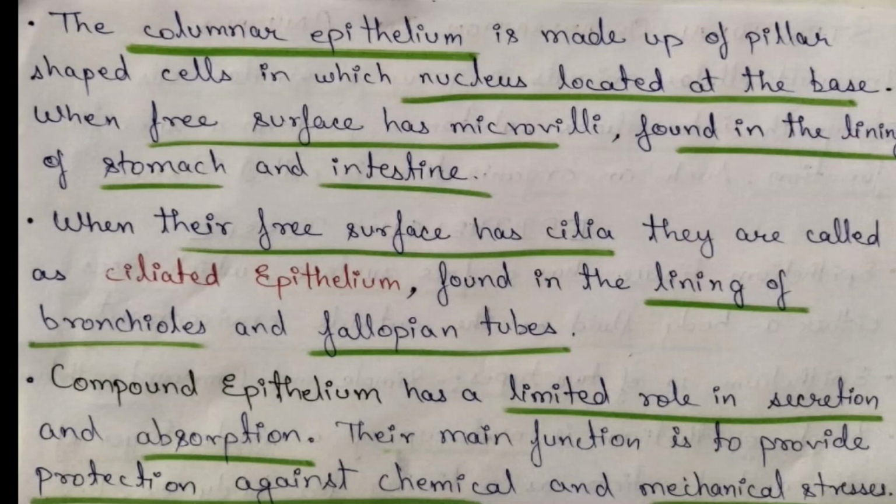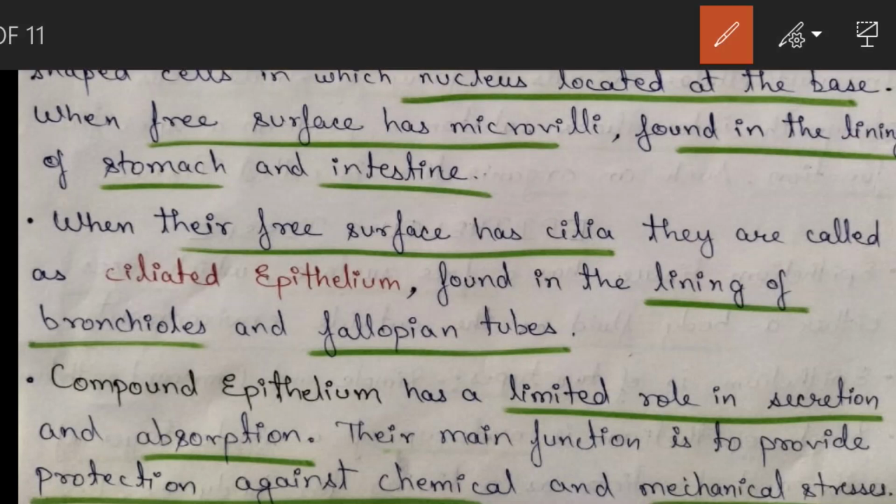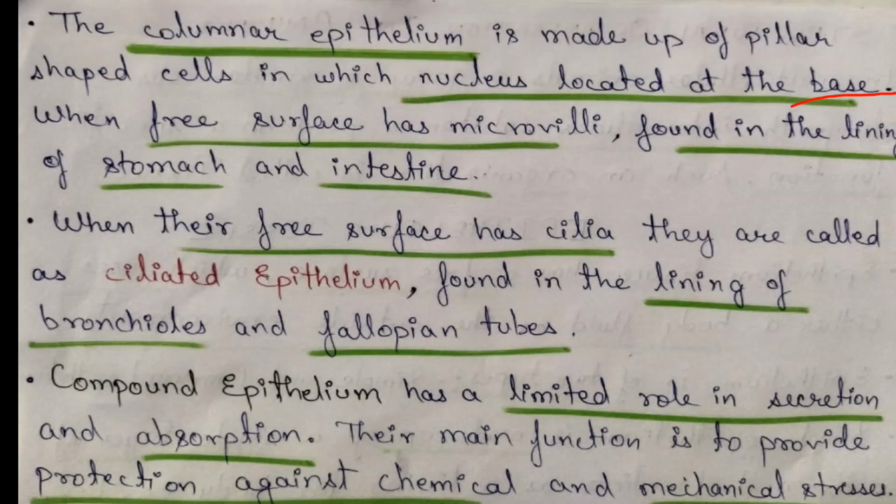Next we see the columnar epithelium, which is made up of pillar shaped cells. The distinction is that pillar shaped cells will be there in columnar epithelium, in which the nucleus is located at the base. You can remember this. When the free surface has microvilli, it is found in the lining of stomach and intestine. So you can find columnar epithelium in stomach and intestine.